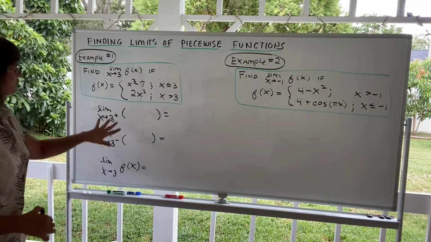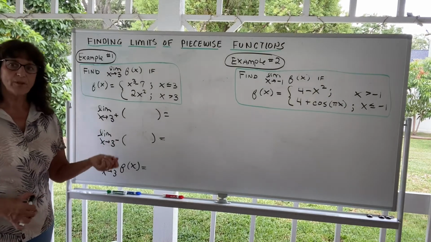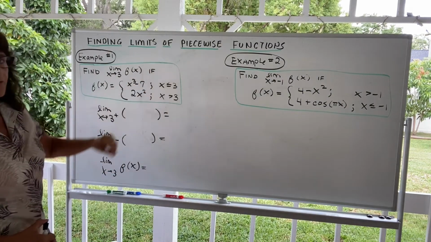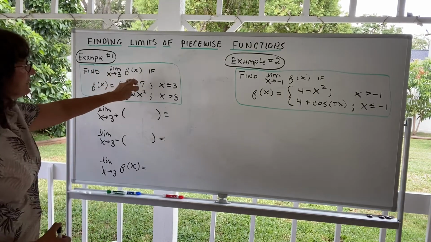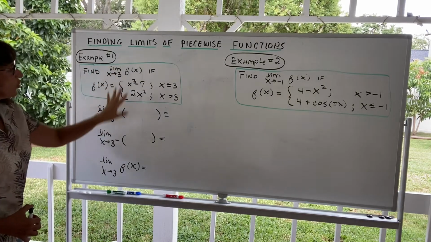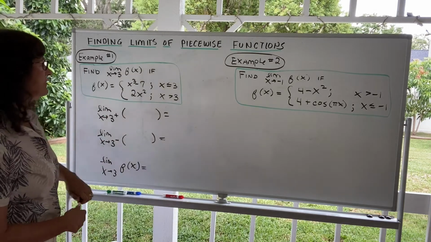All right, so anyways, let's go back to this. So we want to take the limit as x approaches 3 from the right. Now, which piece is from the right? You've got 2 pieces here. One of these pieces is from the right, and one of these pieces is from the left. How do we know which piece is which side?